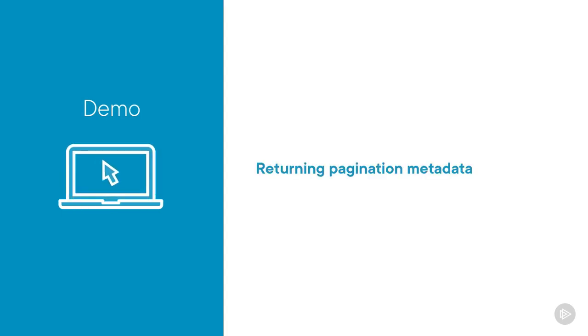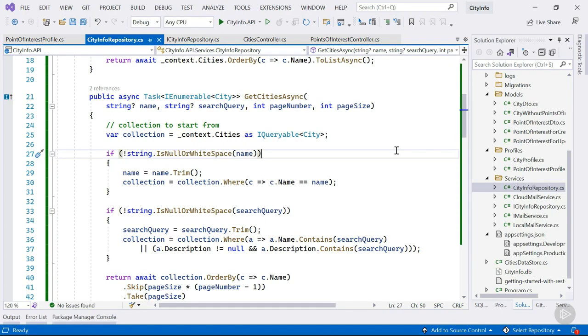In this demo, we will learn how we can return pagination metadata. We'll return the data in a custom pagination header. There's a few pieces we will have to build to allow for that. Before we can return the metadata, we need to construct it.